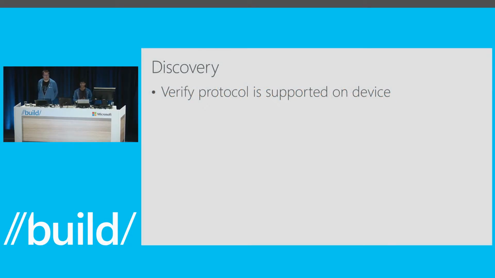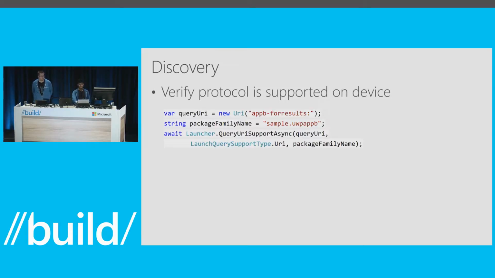So in our case, we knew the Photos app would be installed on the system. But if you might be calling another application that you don't know is installed on the device, the first thing you might want to do is verify that the protocol is actually supported on the device that you're on. We've made it really easy to do this.